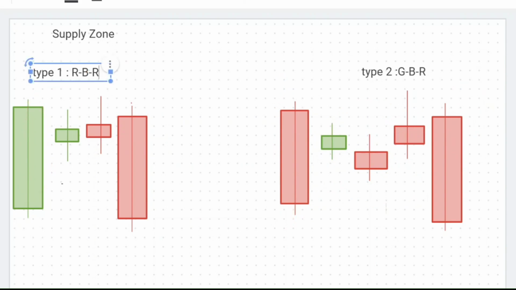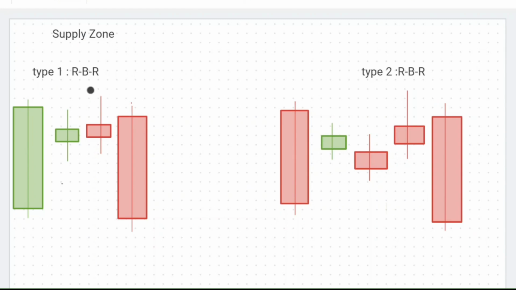Okay, I guess I haven't changed this. Here, green, and here red. Okay, so this is what is happening, meaning everything used to be green there earlier, and now red is coming here. So first of all, understand the supply zone. What is a supply zone? Suppose I mark it somewhere here.